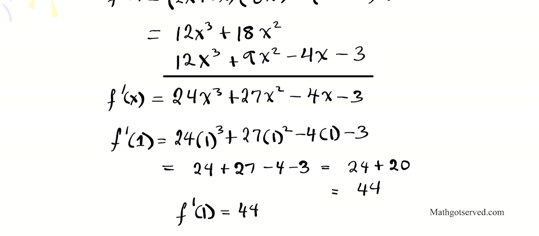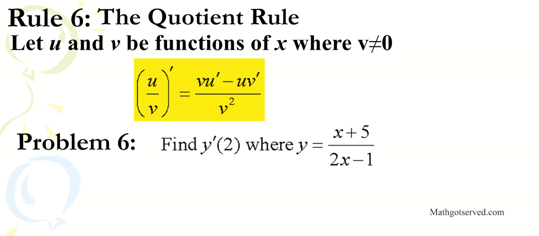All right, last but not the least, let's try one more example. The last rule is the quotient rule. Remember I told you that derivative does not distribute across division or multiplication. This is a special rule for division. Okay, so it's v u prime minus u v prime divided by v squared. Okay. All right. So let's go ahead and see if we can apply this formula to this.